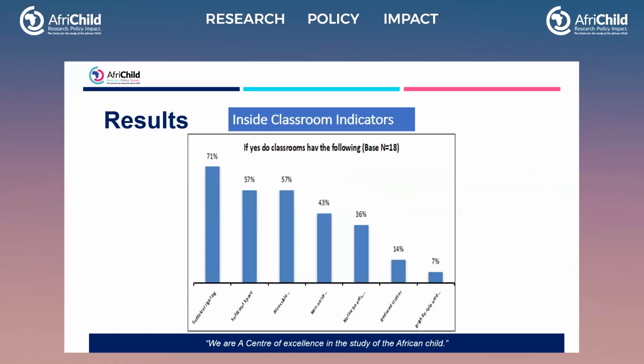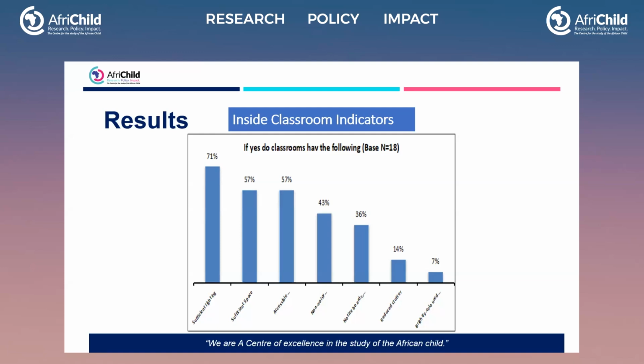Inside the classroom, the indicators showed us a number of things that we also should take note of. For example, 71% was accrued to sufficient lighting. They agreed that there was sufficient lighting, although they didn't go into details whether this lighting was really enough for even the children with visual impairments. Then sufficient space, 57%.